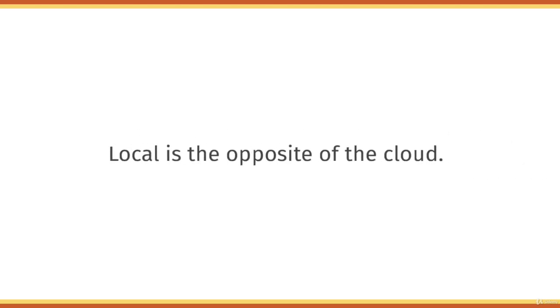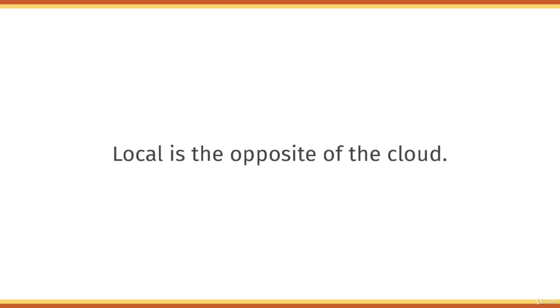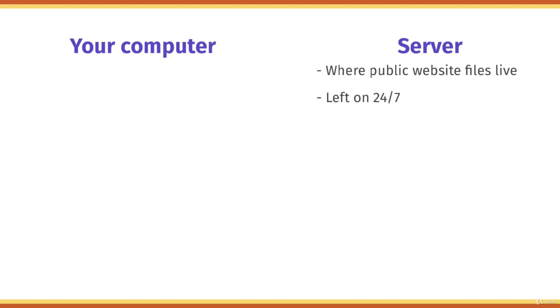So local is the opposite of the cloud. Local refers to your personal physical computer. So for example, right now, I want you to picture two things. Number one, your personal computer, and number two, a server that lives 1,000 miles away from you. Now, the files that make up a website usually live on a server that a web host company maintains. The web host company leaves that server computer on 24 hours a day, 7 days a week, so that people can access your website around the clock.